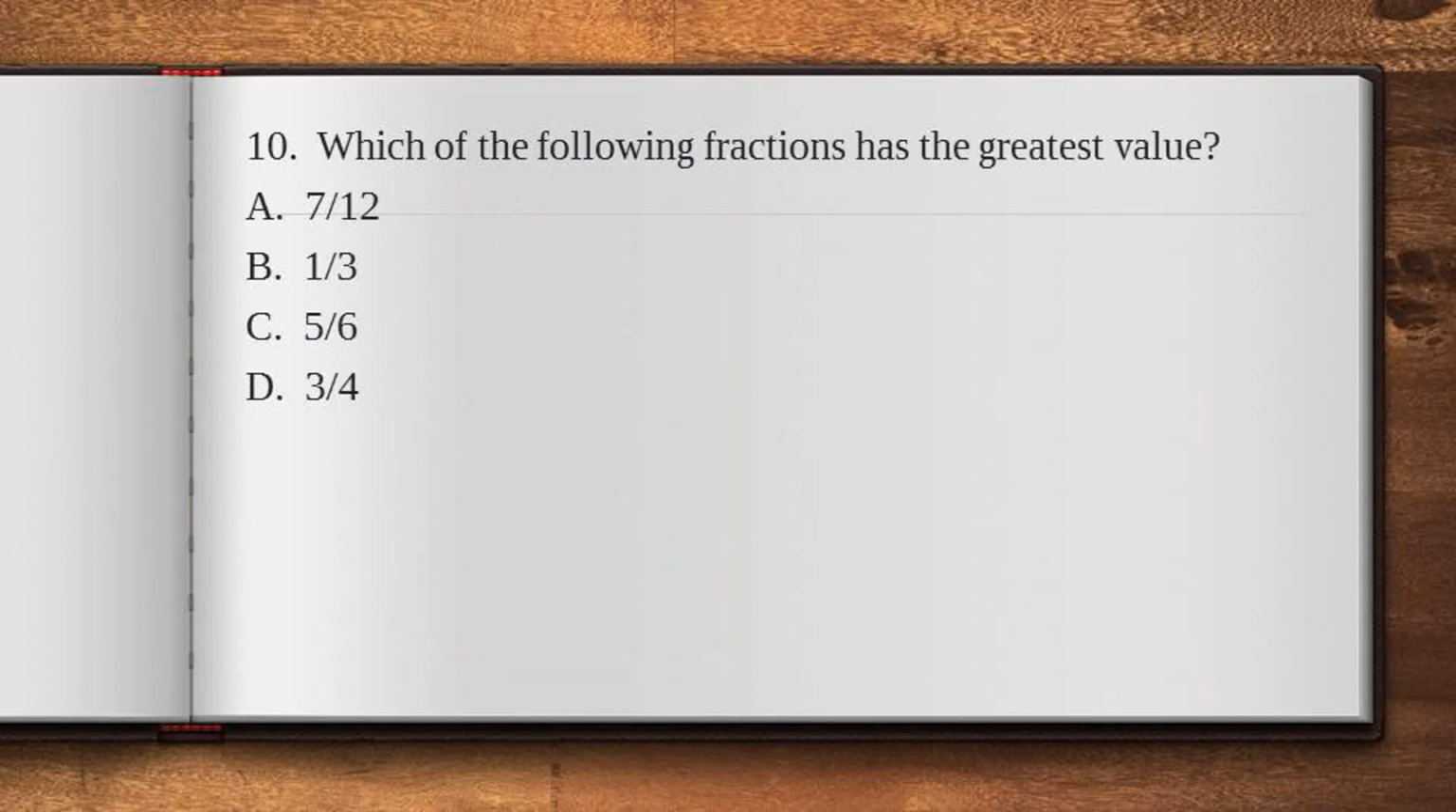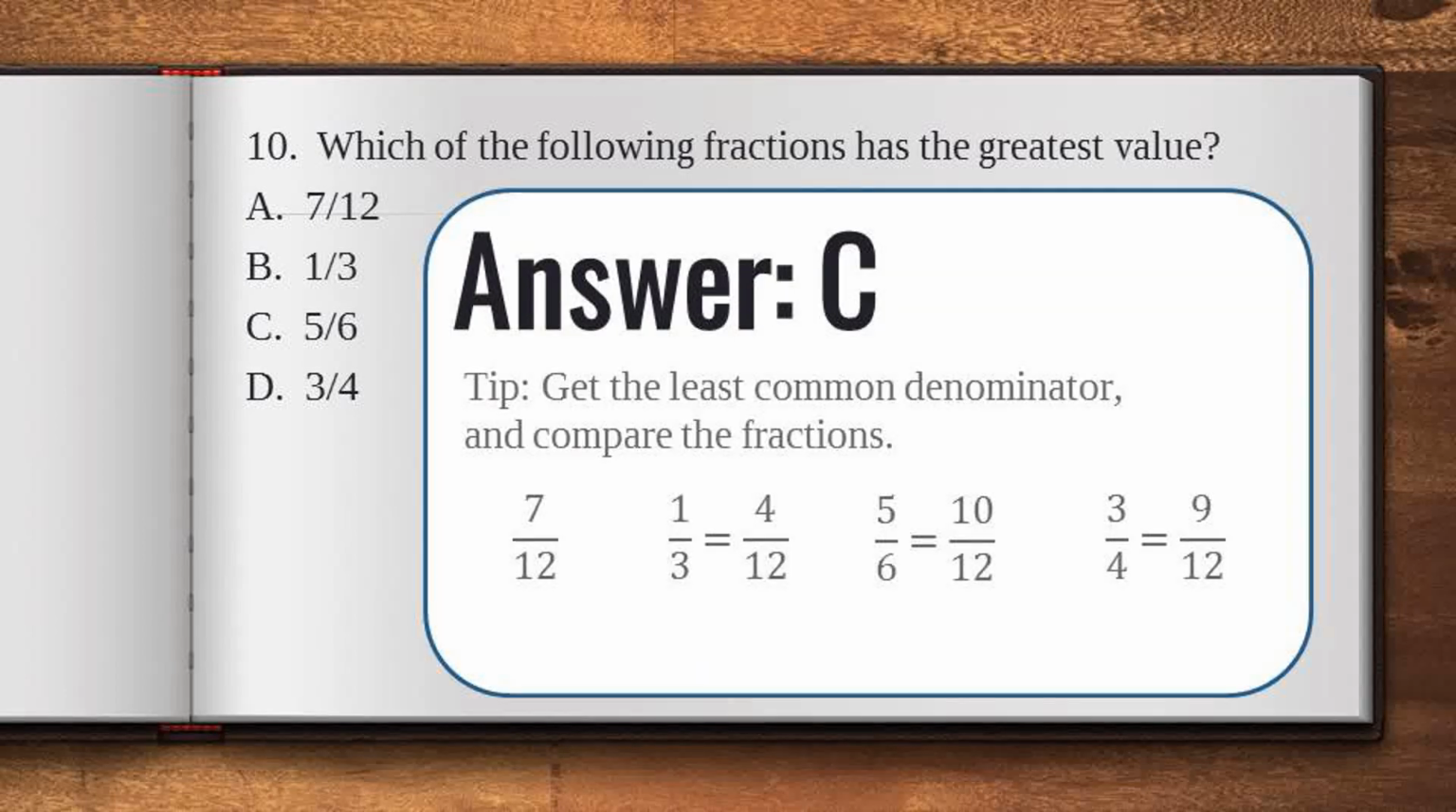Question number 10. Which of the following fractions has the greatest value? A, 7 over 12. Letter B, 1 over 3. Letter C, 5 over 6. Letter D, 3 over 4. The correct answer is letter C.